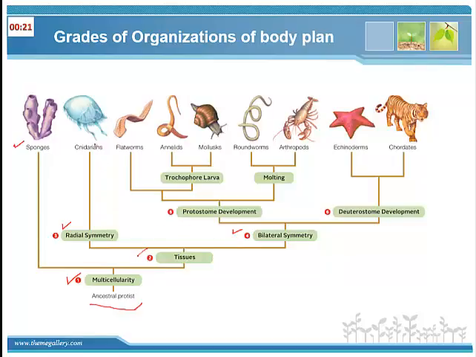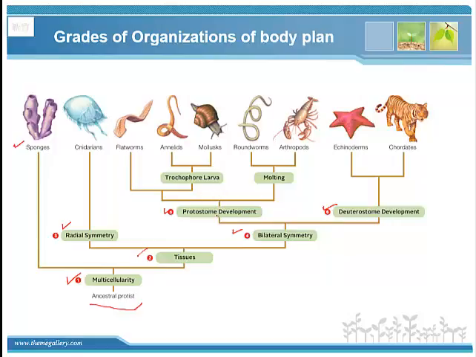Under the radial symmetry we have cnidarians, and under the bilateral symmetry again we have two divisions based on protostome development or deuterostome development. Generally protostome and deuterostome refer to cephalization, or the mouth or anus formation. We're going to learn about those things in the next few slides.